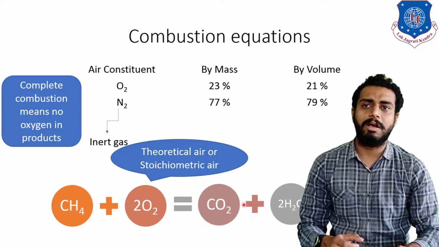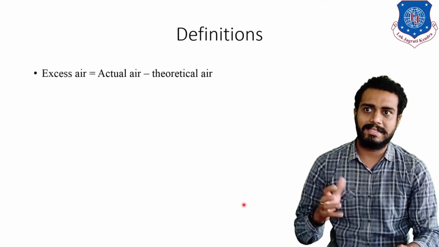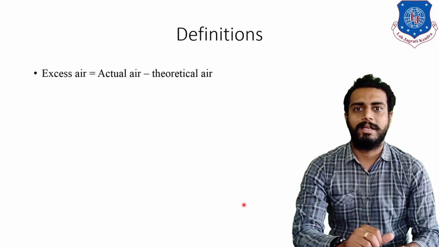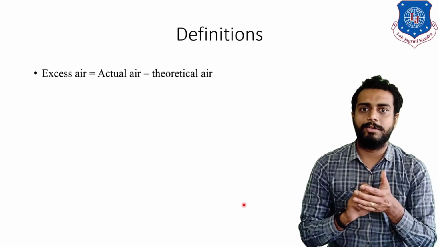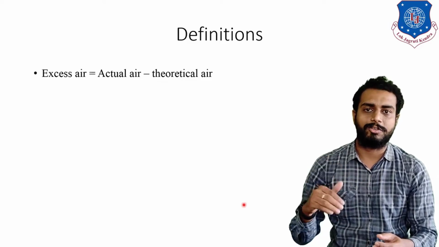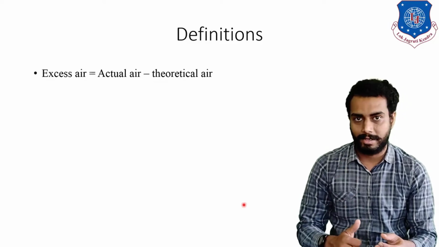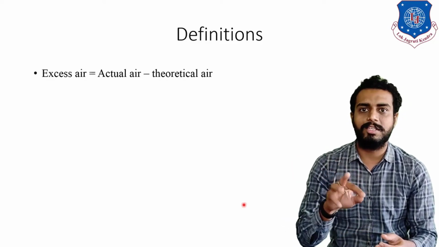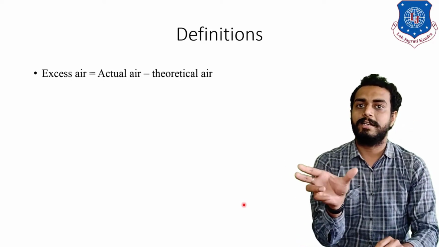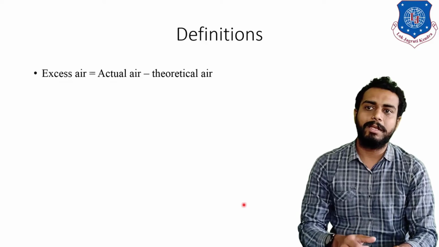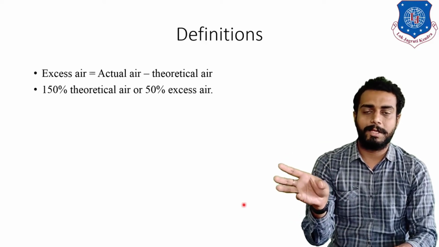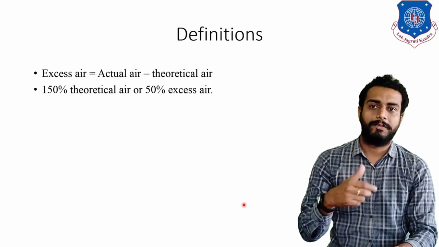Now let us understand certain definitions. Excess air is very simple: the amount of actual air minus theoretical air. On paper you should supply the theoretical or stoichiometric air for complete combustion, but in actual practice you have to supply more than the theoretical air. That is known as excess air, the difference between the actual air supplied and the theoretical air required. The convention for writing excess air is, for example, 50% excess air is supplied.